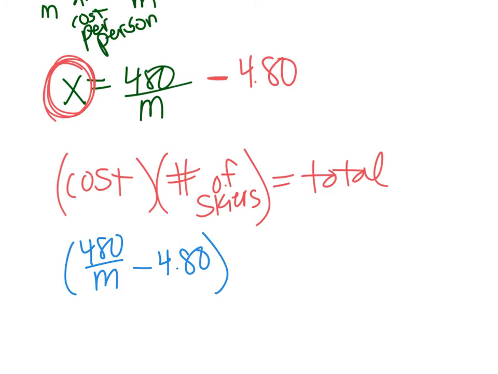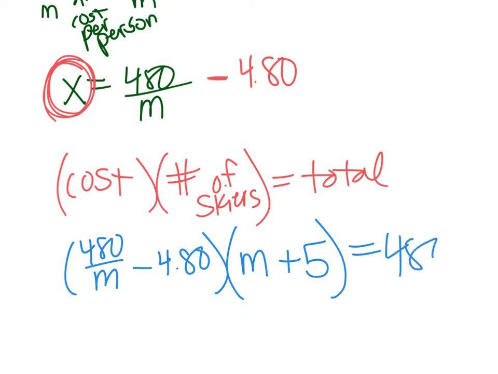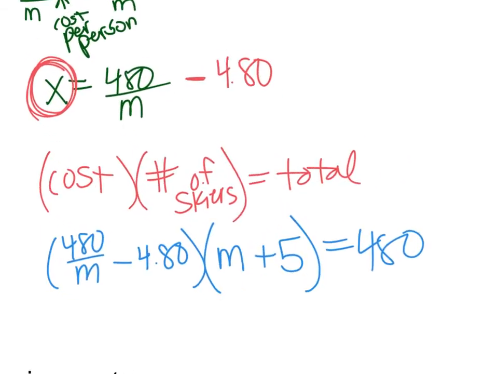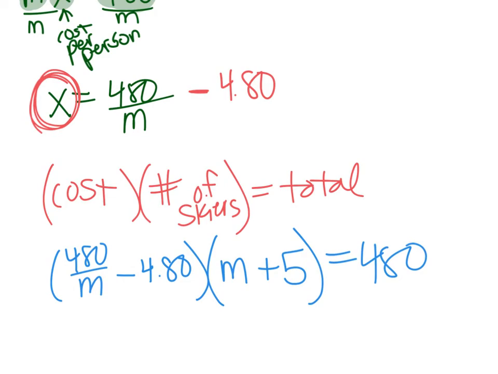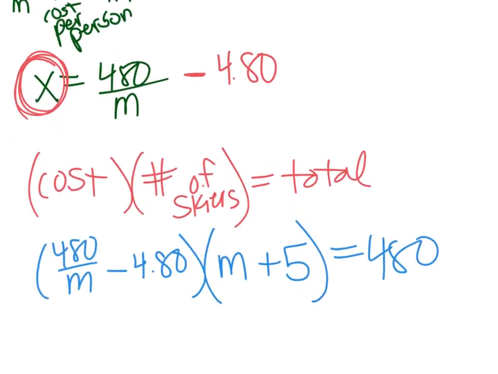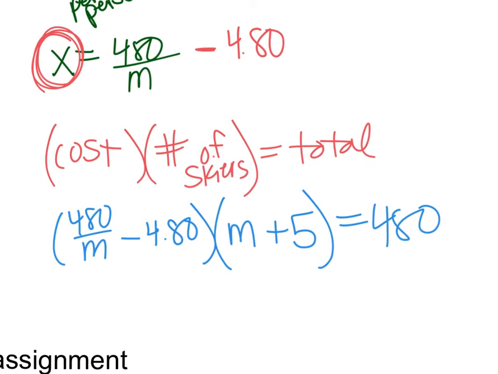And then the number of skiers was M, but we had to add 5 members to that, or 5 non-members, so we had to add 5 to that. And then equals our total, which was $480. So a couple different steps in the thought process there. But now I can solve for M, for how many members are going on the trip, because that's what it's asking, how many club members.